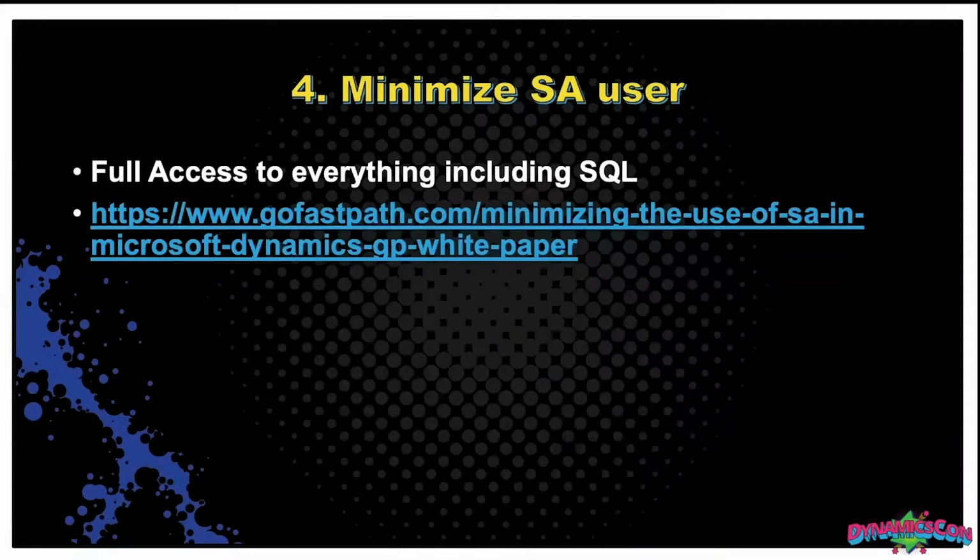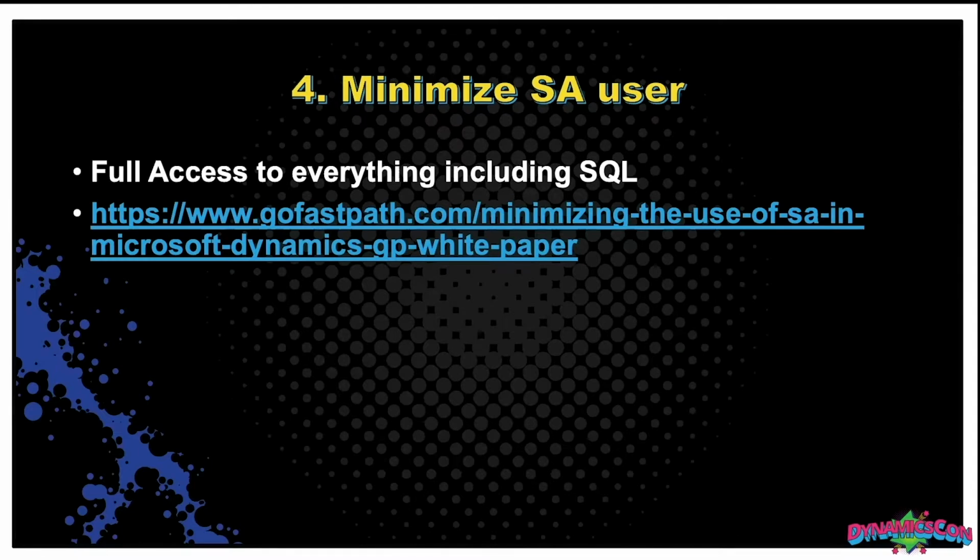All right, number 4, we want to minimize the SA user. So SA is the system administrator. It has full access to everything, including SQL. So if your SQL servers are chained together, it's possible that SA not only has access to this SQL server, but even other SQL servers.